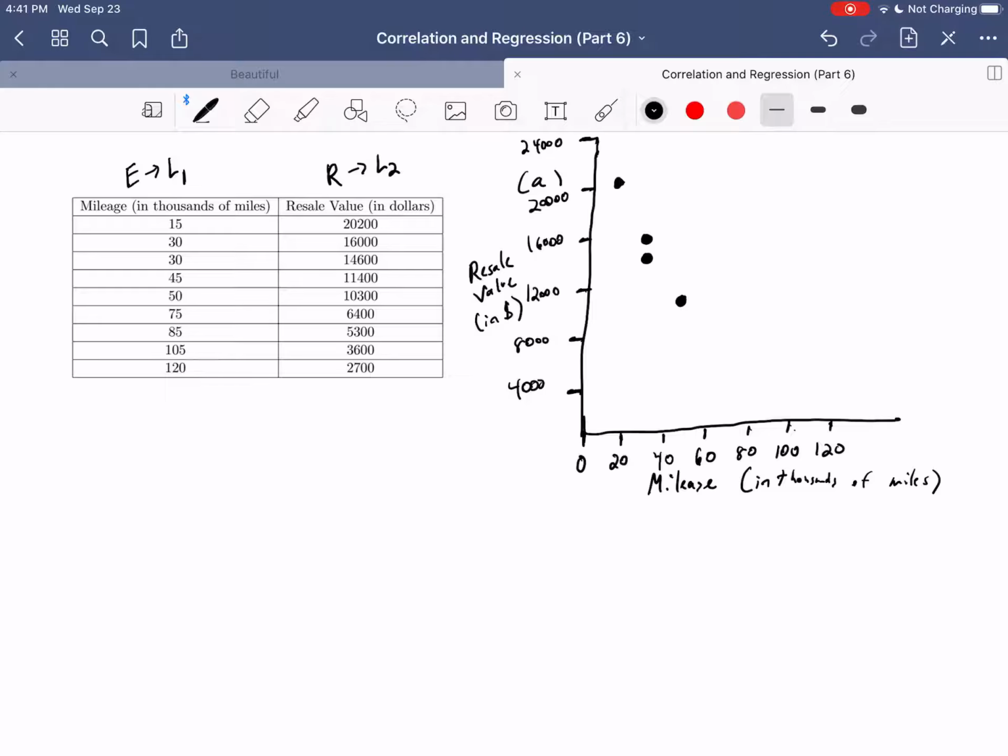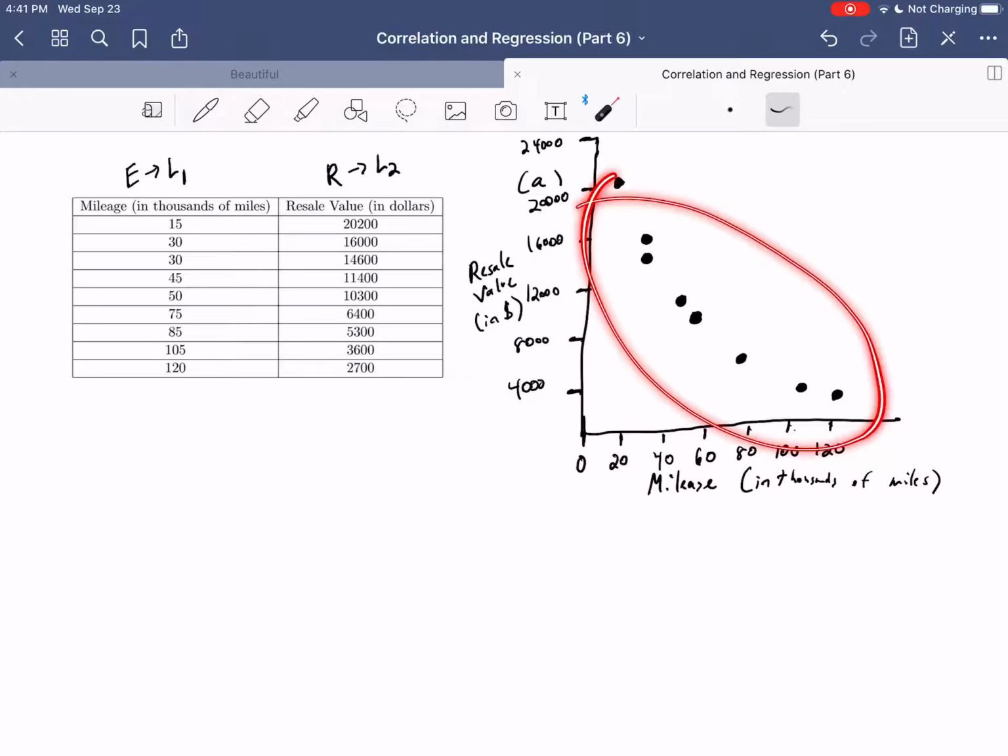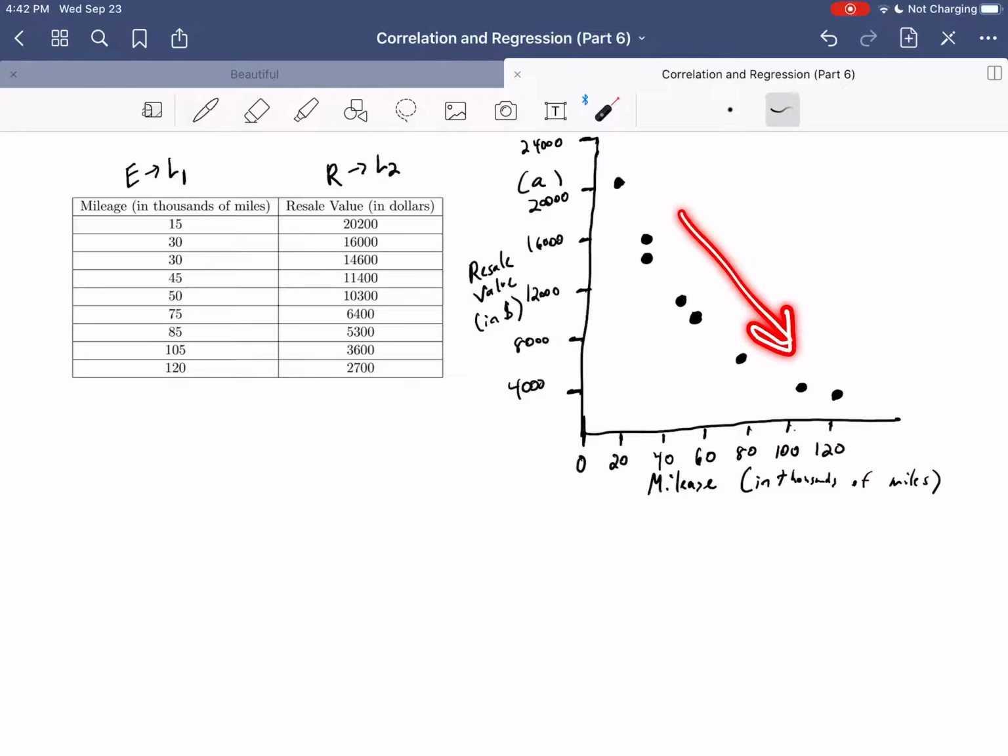Then we had 50 and 10,300, probably somewhere right about there. Then we had 75 and 6,400, maybe right about there. And then 105 and 3,600. And then 120 and 2,700. So there we go. There's our scatter plot for this, and certainly we can see that this is negatively directed.